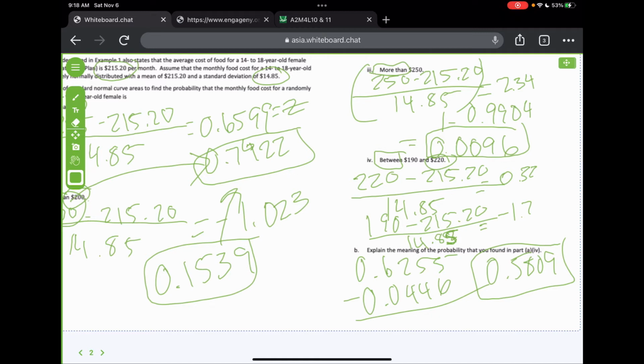Okay? So explain the meaning, and so B is talking about explain the meaning. That would mean that your lunch value or your meal plan value is your monthly food cost. Your probability of it costing between $190 and $220 is about 58% of it costing that.